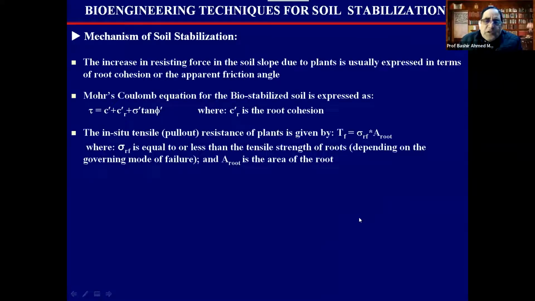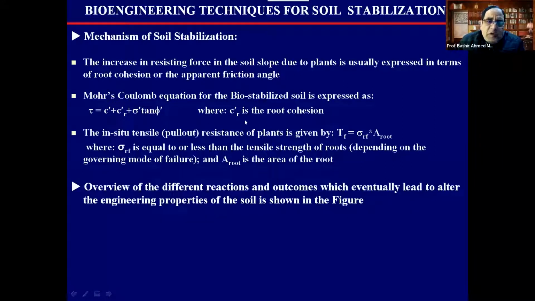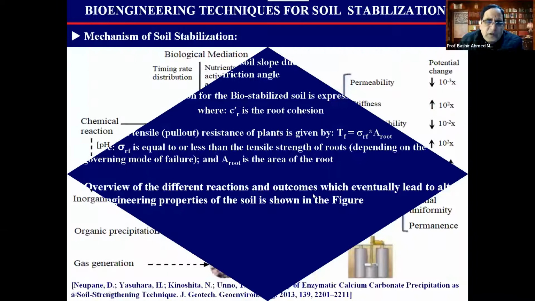Accordingly, the shear strength, that is the Mohr-Coulomb equation, is modified for the biostabilized soil, and it is expressed with one more component, cohesion due to the root, c_R, which is the apparent cohesion, just like the apparent cohesion in unsaturated soil. It initially gives us high strength. The in situ tensile pull-out resistance is given by T_f, the stress, into the root area. An overview of the different reactions and outcomes which eventually alter the engineering properties is shown in the figure over here.